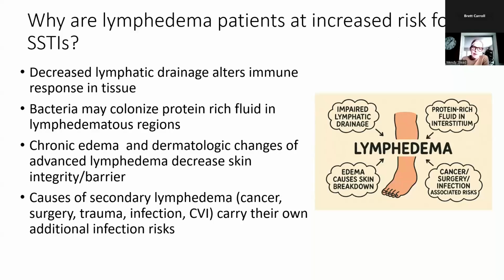The fluid that's left behind is often very rich in proteins and makes an excellent medium for bacteria to grow and cause problems. The chronic edema and dermatologic changes of advanced lymphedema and advanced chronic venous insufficiency certainly can decrease the skin integrity and barrier, and we'll talk about some of these complications. And then even some of the causes of secondary lymphedema in and of themselves. So cancer being the most common cause in the US, but also chronic venous insufficiency, surgery, radiation, so on, carry their own additional infection risks as well. So these limbs are at enormous risk for infection.